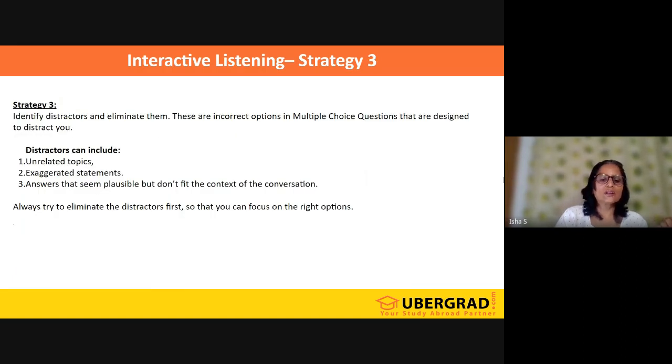Strategy 3, again the same thing. There are multiple choice questions that are designed with distractors. Distractors can include unrelated topics, exaggerated statements, or answers that seem plausible but don't fit the context or conversation. So you can always eliminate those. Next, please.